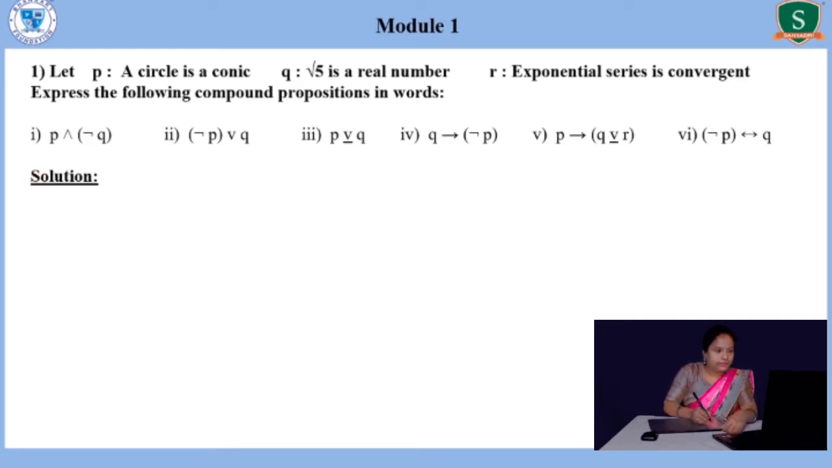First, I'll solve the first one. P and negation Q. We can write it as, first we need to write P. What is P? A circle is a conic. Okay, next, after P, we have the connectives AND. And we have negation Q. So negation Q, Q indicates root 5 is the real number. In negation, we need to use the word not. We can write negation Q as root 5 is not a real number.